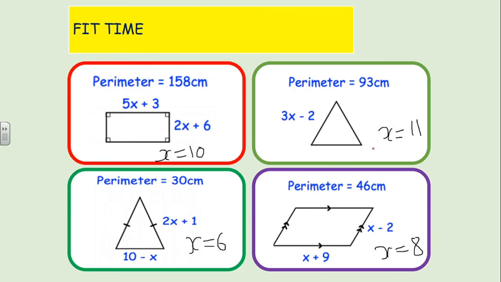Okay, then, so here are the answers. So once you've formed your equation, you should have got 5x plus 3 plus 2x plus 6 plus 5x plus 3 plus 2x plus 6, which gives you 14x plus 18. So 14x plus 18 equals 158. And then you solve that.